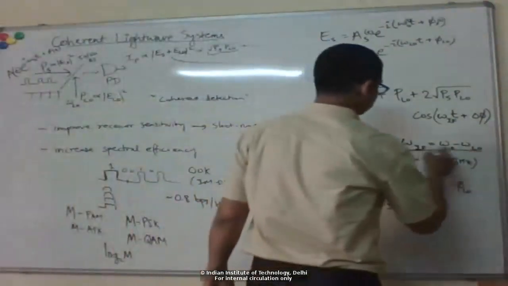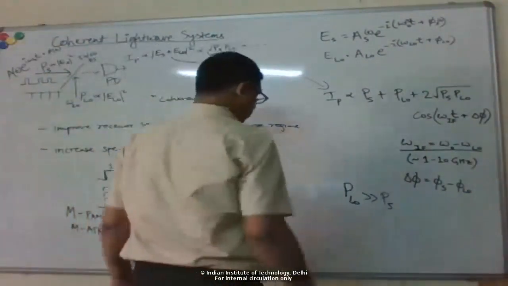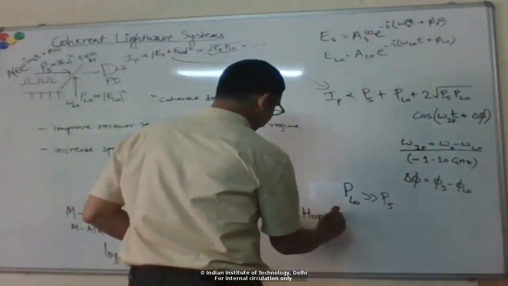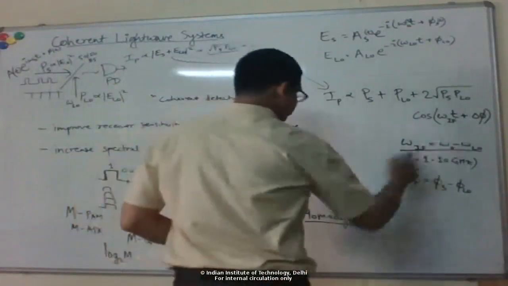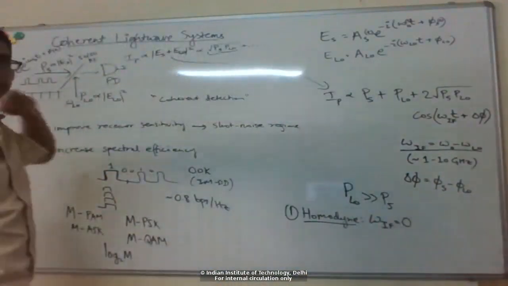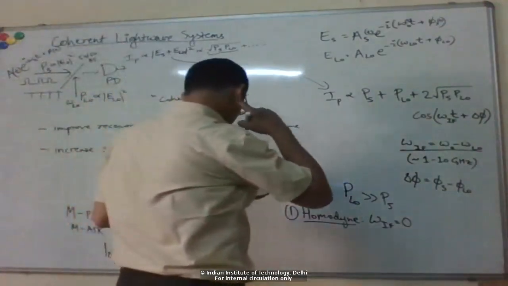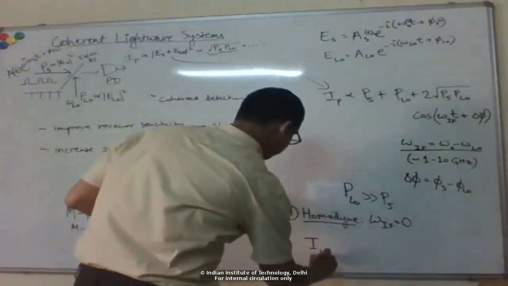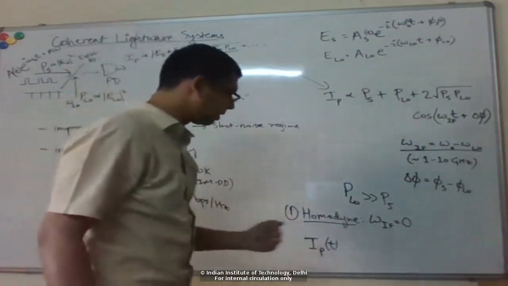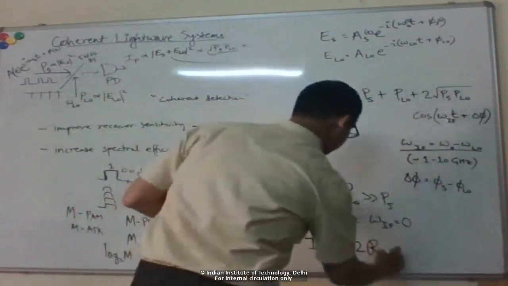Okay, and now depending on this intermediate frequency, or the difference between the transmitter and the local oscillator frequency, coherent detection is divided into two main classes. One is homodyne detection, where these frequencies are equal, so omega IF is 0, which means the local oscillator is identical to the transmitter frequency. So in this case, the time varying part of the photocurrent, which is giving me the information, these are just DC terms.